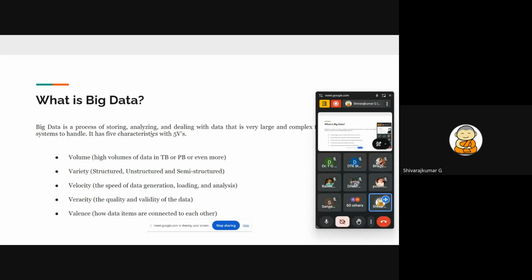And when we come to unstructured data, this is a very important aspect, because nowadays most of the data we find is unstructured, like images, videos, or data generated from social media posts. These are all unstructured data. Handling this unstructured data is very important, because from it we can process many more things.